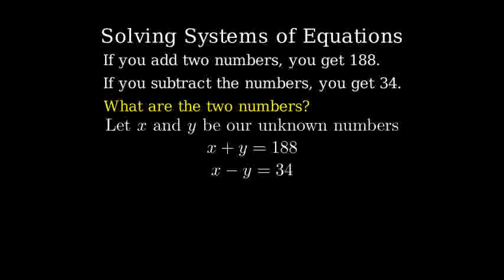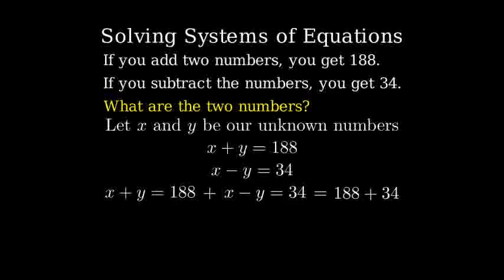One way to solve this system is by using the addition method. If we add these equations together, something interesting happens. The y terms cancel out, leaving us with 2x equals 222. Now we can solve for x by dividing both sides by 2. This gives us x equals 111.